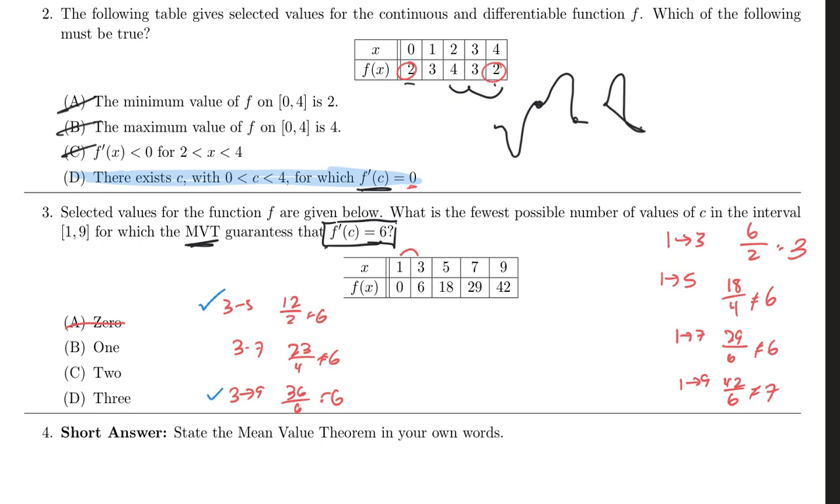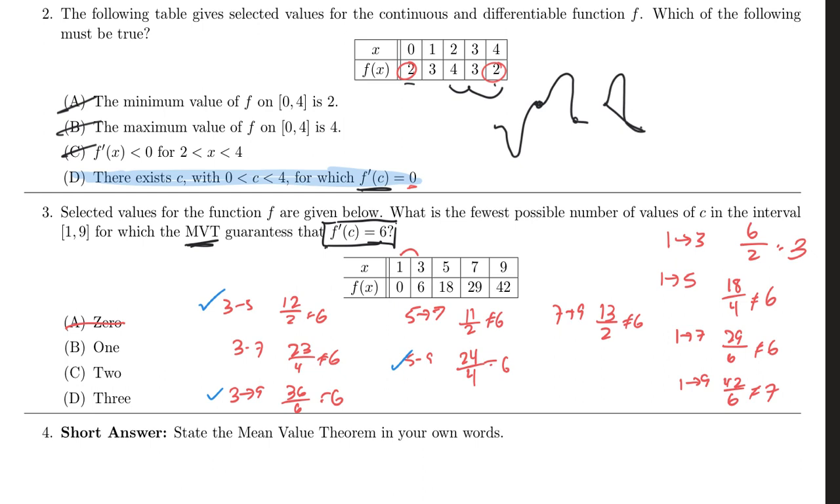And let's see, 5 to 7. Difference in those ones is 11 over 2. That's definitely not 6. 5 to 9. The difference from 5 to 9, 42 minus 18 is 24 over 4. And that's 6. All right, so now we have another one. And the only one we haven't checked yet is 7 to 9. 42 minus 29 is 13, or a difference of 2, and that's definitely not 6. All right, so those are our 3.